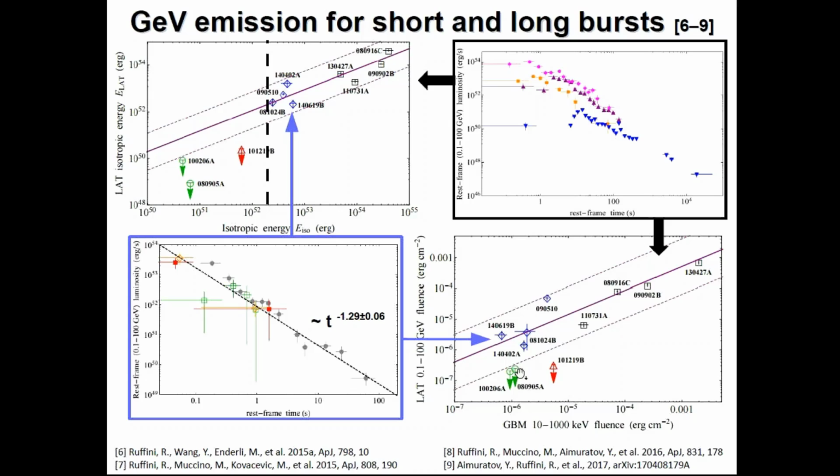But this correlation is not found for the long and short GRBs with energy lower than 10^52 erg. So this was asked by a referee just to show that actually bursts with energy lower than 10^52 erg do not show it. Okay, we can stick to the first one.